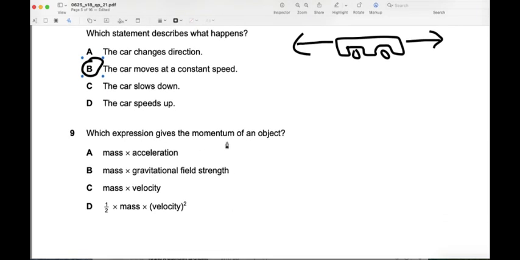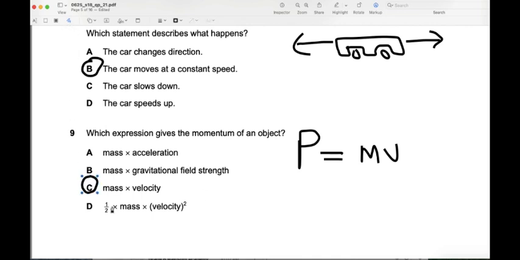Now, which expression gives the momentum of an object? Momentum is mass times velocity. Momentum will sometimes use a big P to note it. Momentum is mv, mass multiplied by velocity. So we look for that. Mass times acceleration is force, so this is not momentum. Mass times gravitational field strength is weight, not momentum. Mass times velocity, yes. So we go for that option.